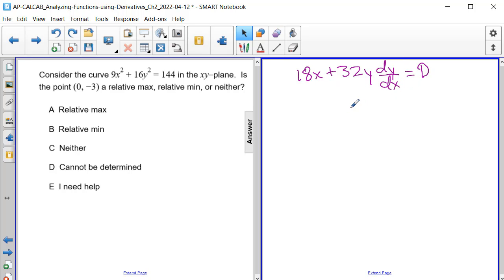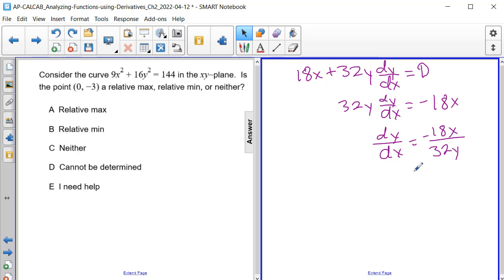We're going to subtract 18x from both sides, and we'll get 32y times dy over dx is equal to negative 18x. And then if we divide both sides by 32y, we will get that dy over dx is equal to negative 18x divided by 32y, which then reduces to negative 9x divided by 16y.